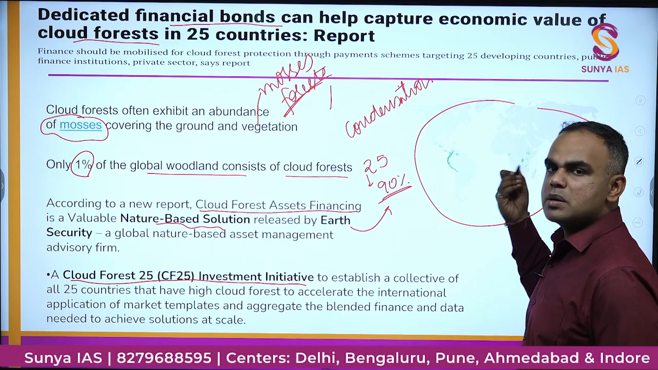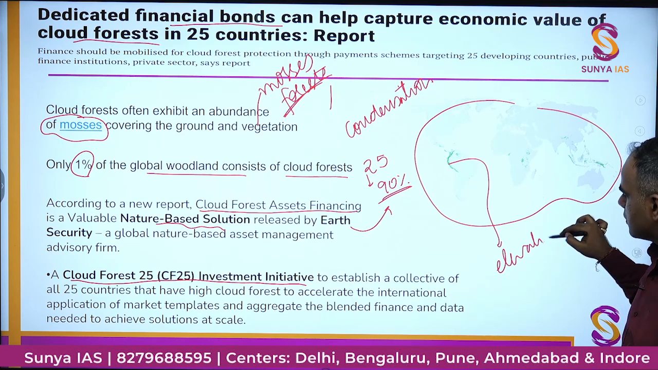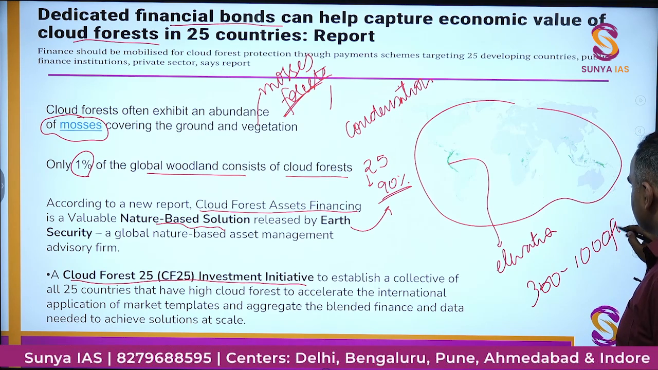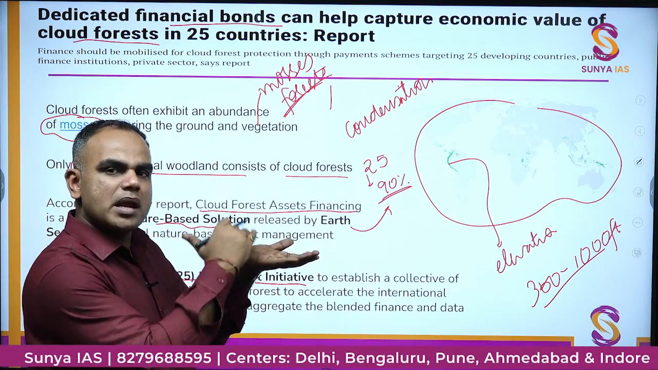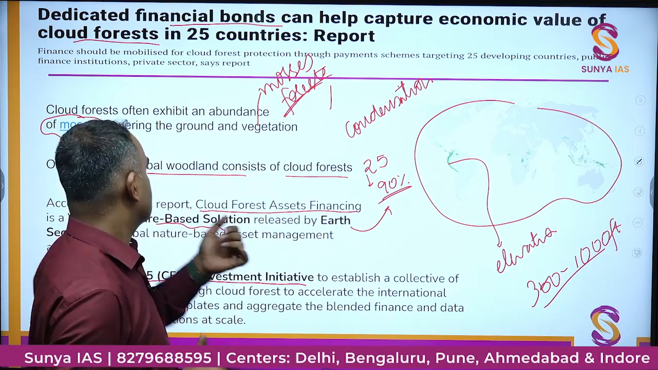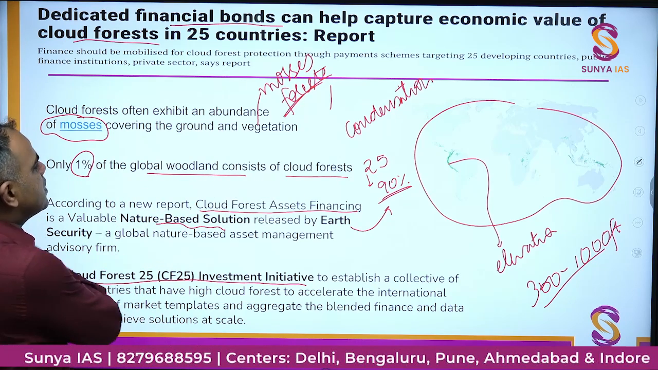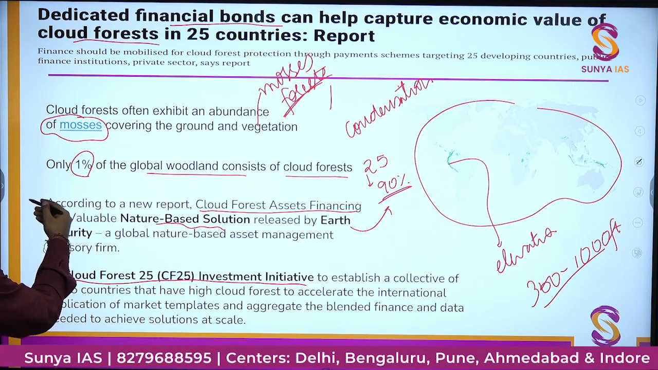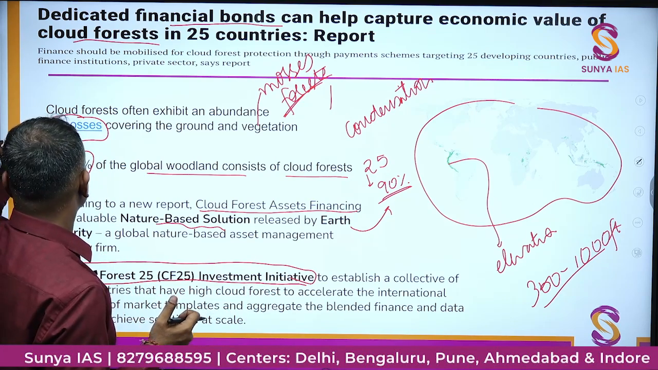Because these are found in mountainous regions, they are found at certain elevations, around 3000 to around 10,000 feet. In some cases it can also be at lower elevations, but that is the overall range. So these are tropical mountain forests, found at some elevations, abundant in mosses, limited to only 25 odd countries, and only 1% of the overall global woodland consists of these forests. And two news items: one was related to the valuation and financing, and second is the Cloud Forest 25 Investment Initiative, which is also in the news. So both these things you should know.